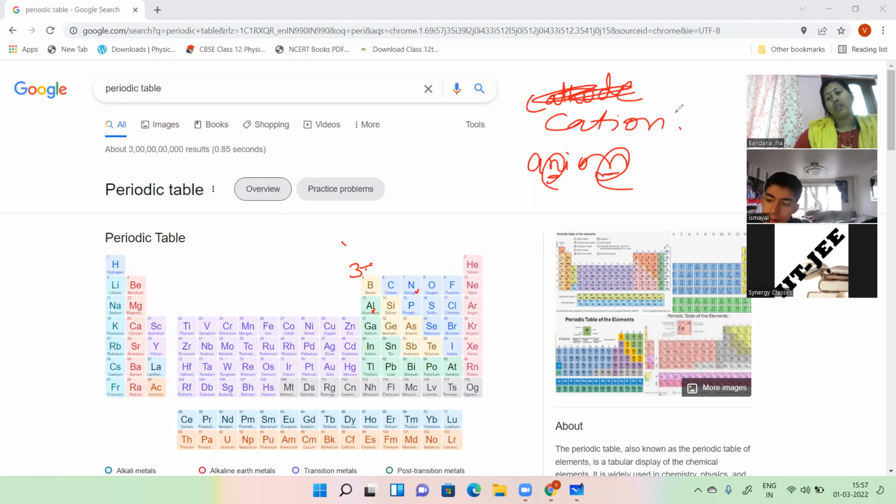I think it's a cation. So is this anion or cation? Which one, the nitrogen or aluminium? Aluminium. Is aluminium positive charge or negative charge? You have 3 electrons to donate, so cation. Cation, because this is a positive charge. Very good. Because this is a metal.